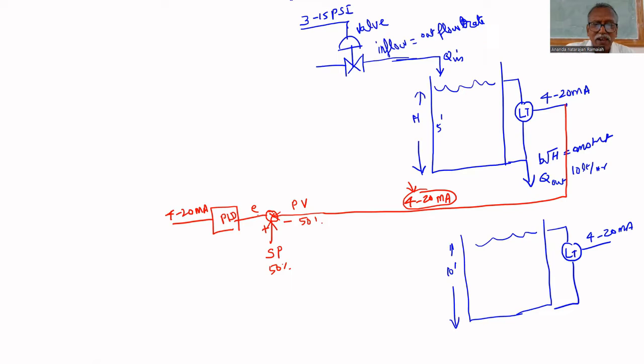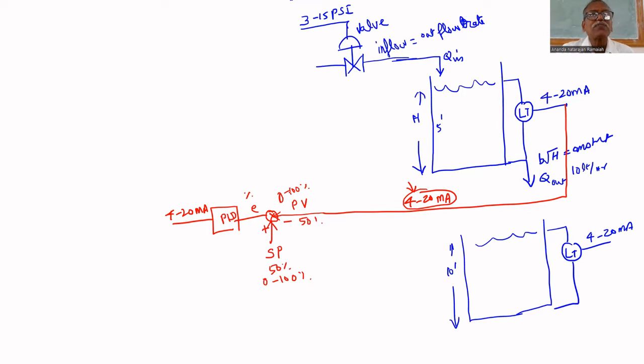The actual level, when it comes here, is converted into 0 to 100%. Am I correct or not? 4 to 20 milliamps is converted into 0 to 100%. Set point also, you are saying 50%. That is also in the range 0 to 100%. So that the error will be in percentage.